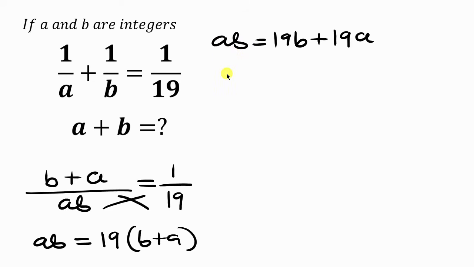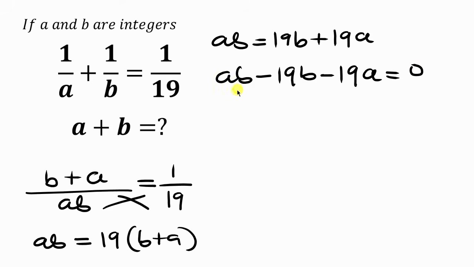Now, our next step will be for us to move what we have on the right-hand side to the left. So we have AB here on the left. As 19B crosses to the left, it becomes minus 19B. And as 19A crosses to the left, it becomes minus 19A. This is equal to 0.